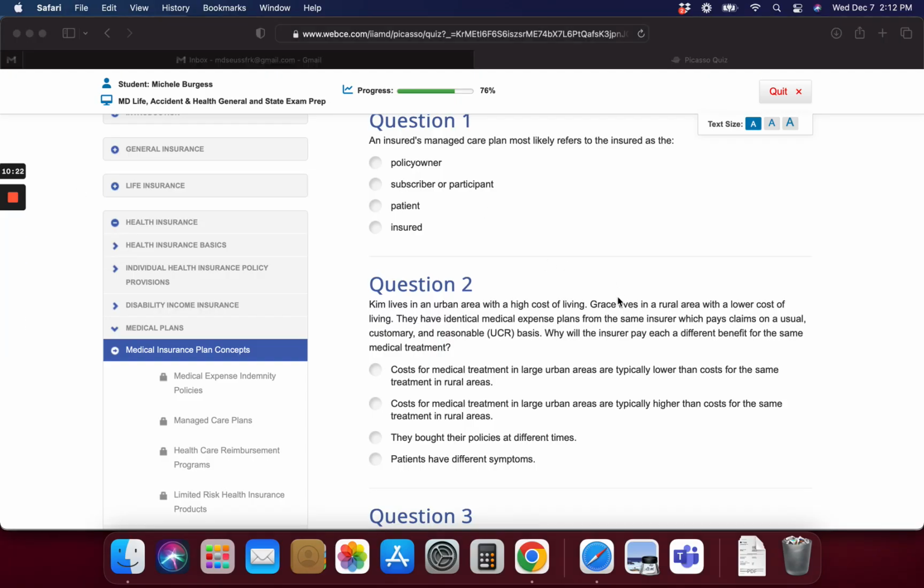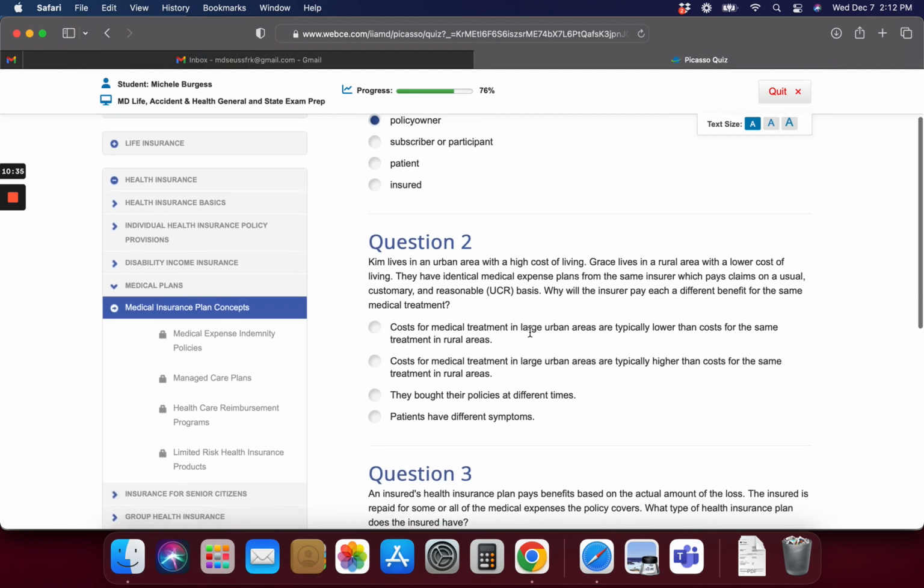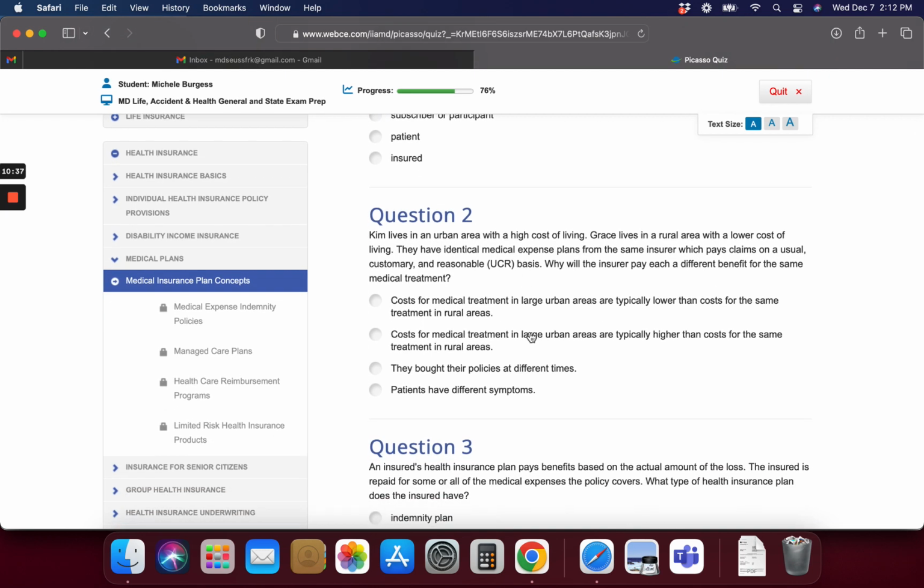Okay, so here are the four questions for this lesson. An insured managed care plan most likely refers to the insured as the policyholder, or could be insured. Kim lives in an urban area with a high cost of living. Grace lives in a rural area with a low cost of living. They have identical medical plans from the same insurer, which pays claims on a usual, customary, and reasonable (UCR) basis. Why will the insurer pay a different benefit for the same medical treatment?